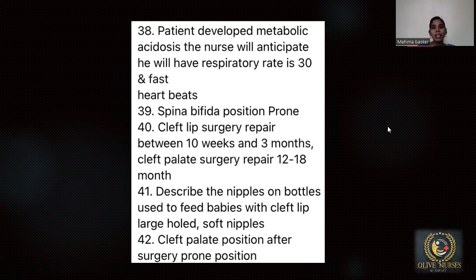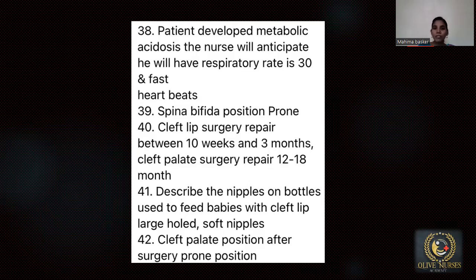Patient develops metabolic acidosis. The nurse will anticipate a respiratory rate of 30 and fast. So remember, it will be a question for metabolic acidosis: what are the symptoms? I have given you notes like that. You have to remember metabolic acidosis: all wastes are stagnating, not going outside. So the respiration and the heartbeat are always high for metabolic acidosis. Just remember that part. So remember, in metabolic acidosis, heart rate and respiration will be high.